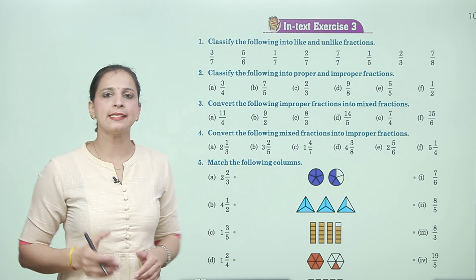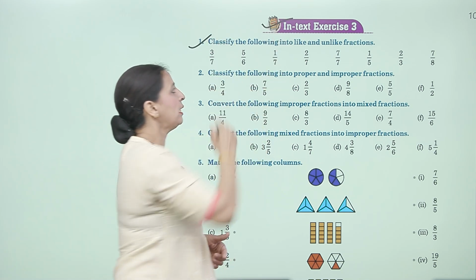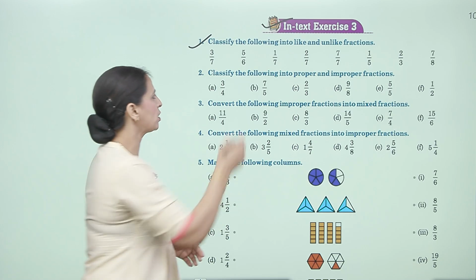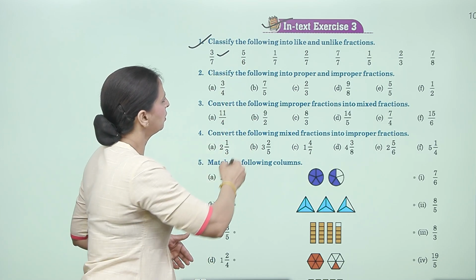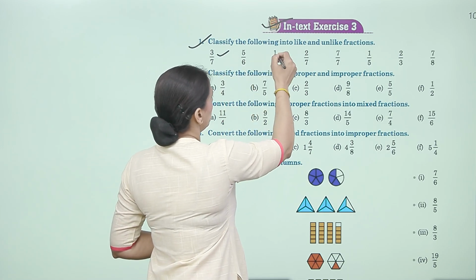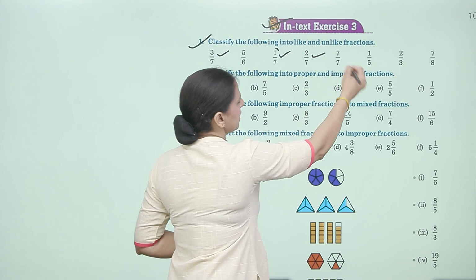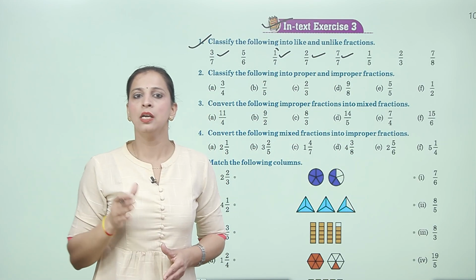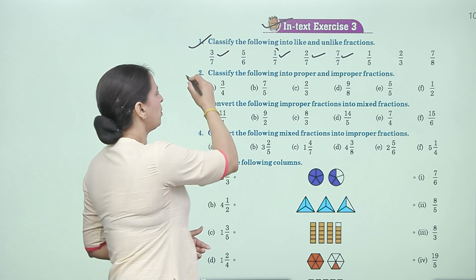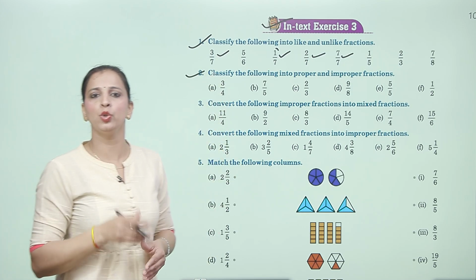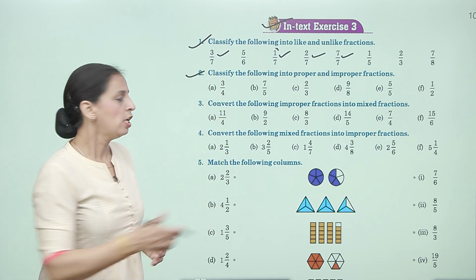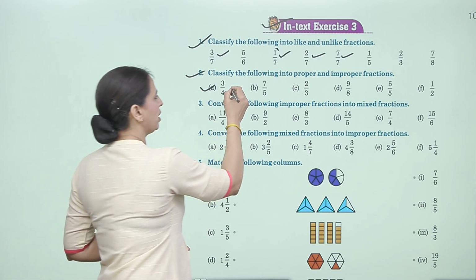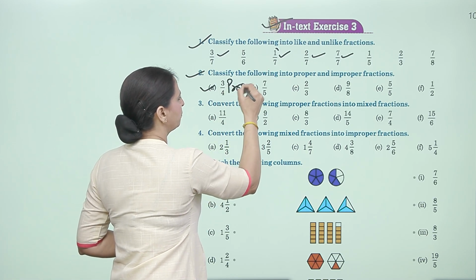Now next in text exercise 3. Question number 1. Classify the following into like and unlike fractions. Now first 3 by 7, 5 by 6, 1 by 7, 2 by 7, 7 by 7 are like fractions and remaining are unlike fractions. Now question number 2, classify the following into proper and improper fraction. Now first 3 by 4, numerator is less than denominator, so it is proper fraction.